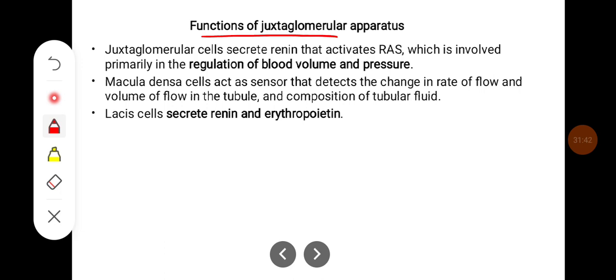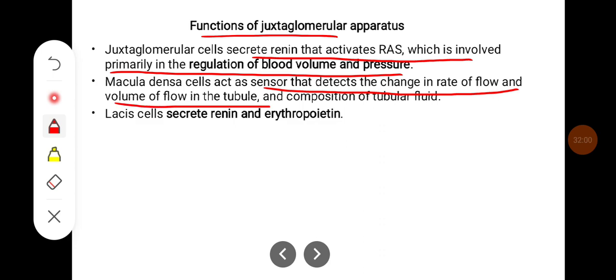See the function of the juxtaglomerular apparatus. Juxtaglomerular cells secrete renin and activate the renin-angiotensin system, which is involved primarily in the regulation of blood volume and blood pressure. Macula densa cells act as a sensor that detects the change in the rate of flow and volume of flow in the tubule and the composition of the tubular fluid. Lacis cells secrete renin and erythropoietin.